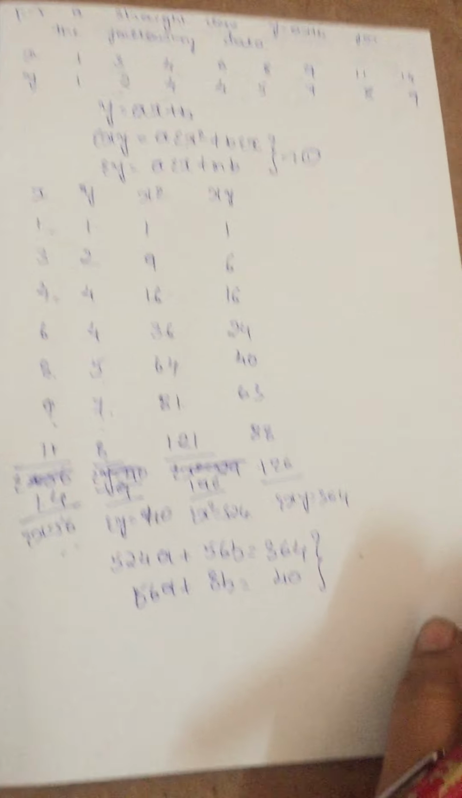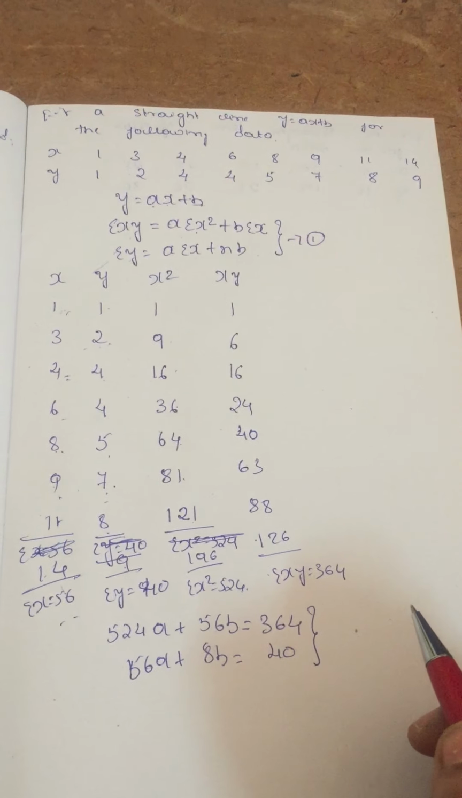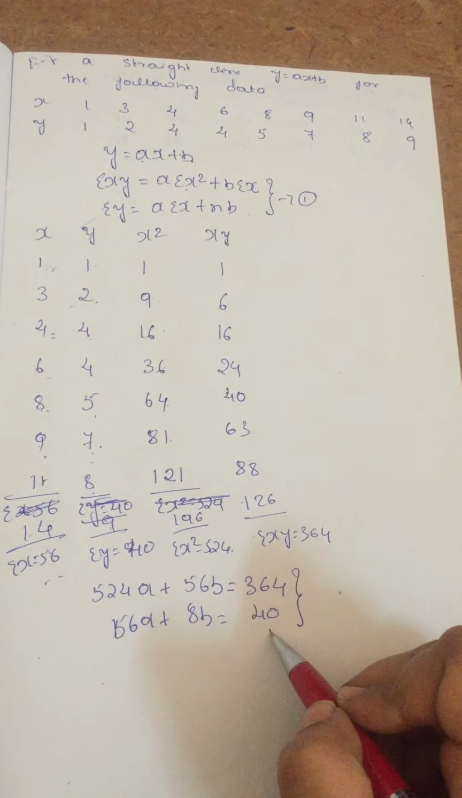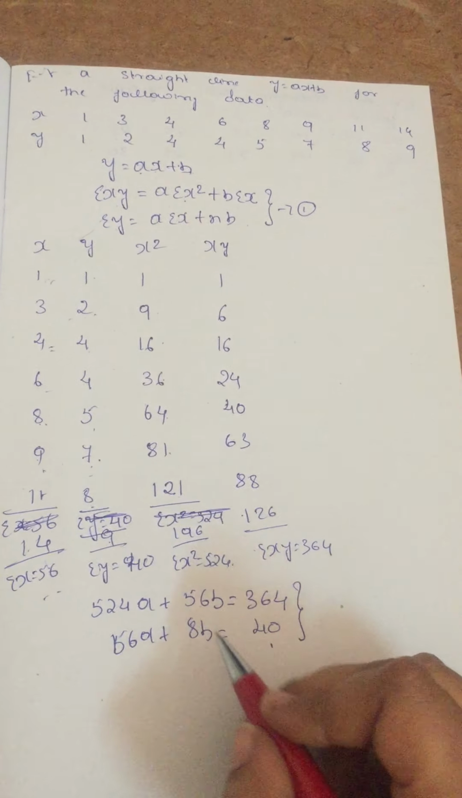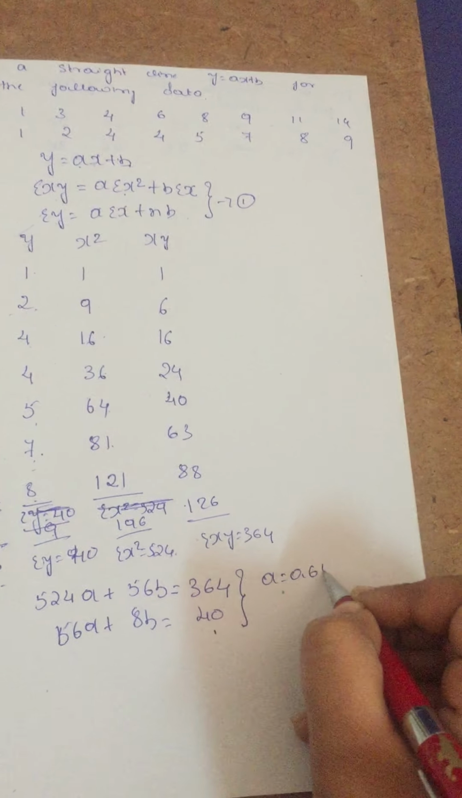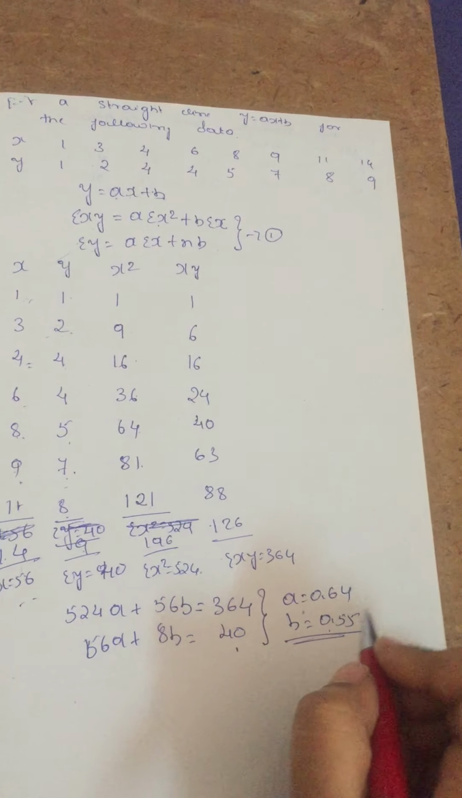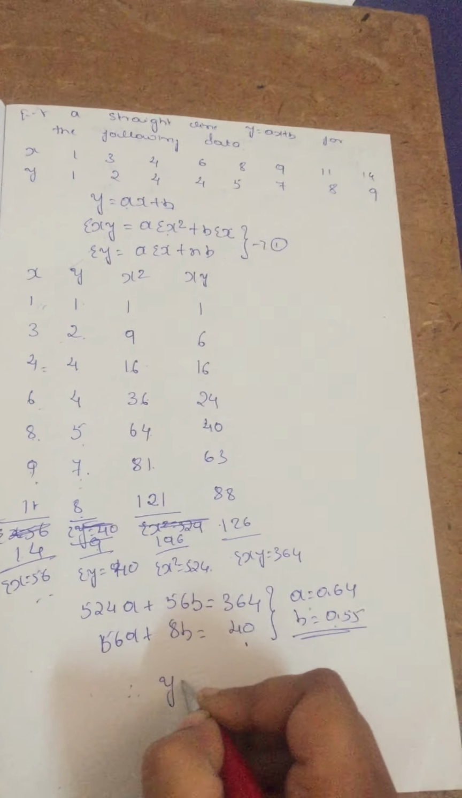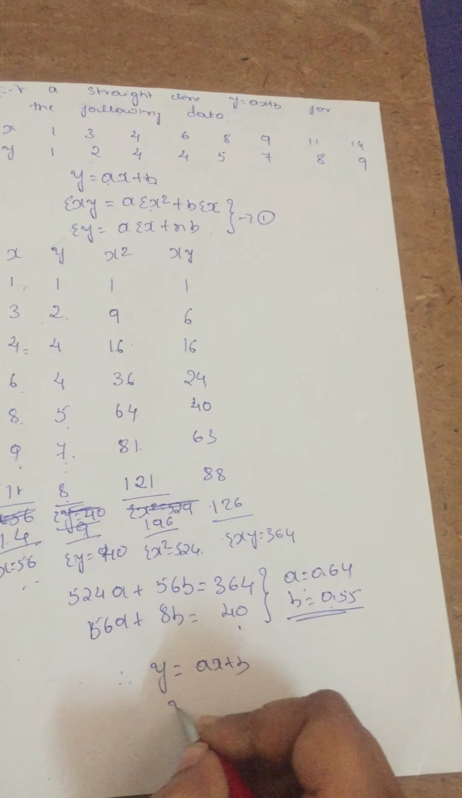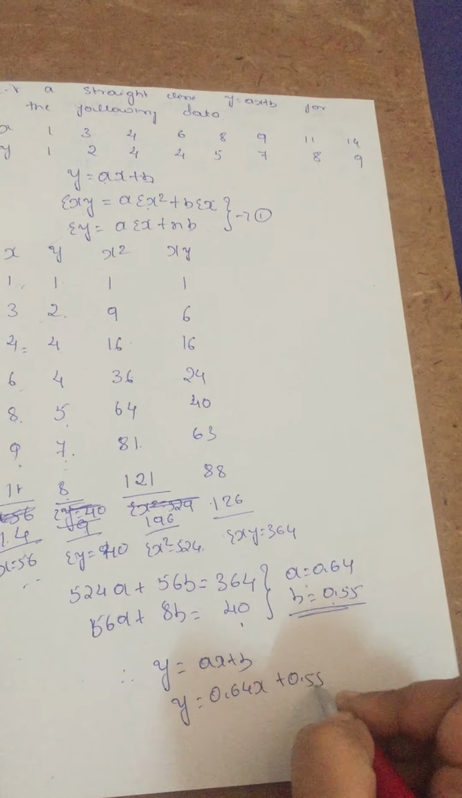Now simplify this simultaneous equation. There is no need to use the basic method to solve it; just use the calculator to directly find the a and b values. So simplifying, we get a value 0.64 and b value 0.55. Then substituting these two values in the given equation, the equation of the straight line y is equal to ax plus b is y is equal to 0.64x plus 0.55.